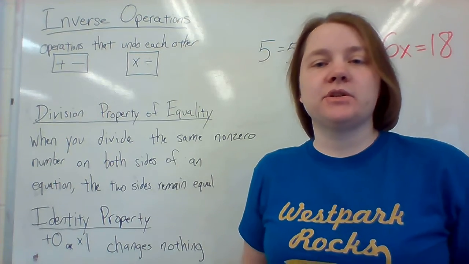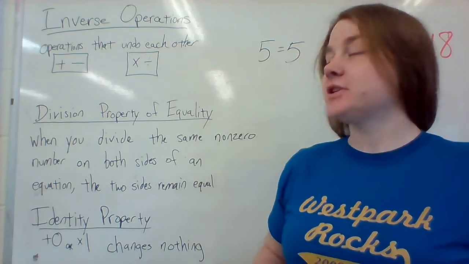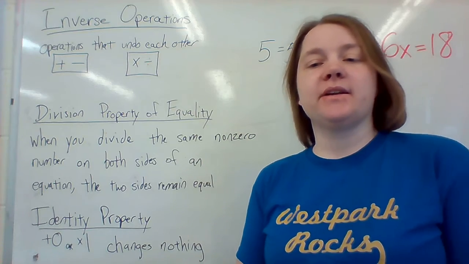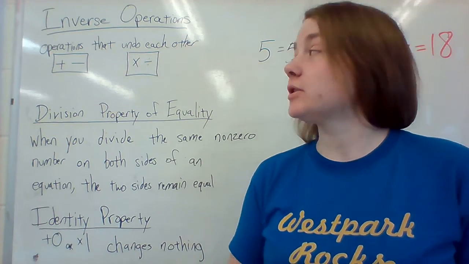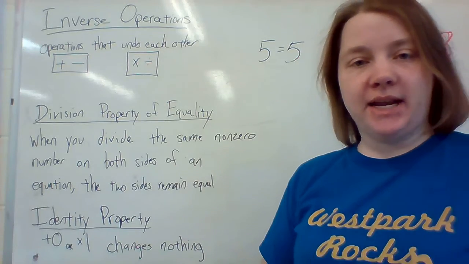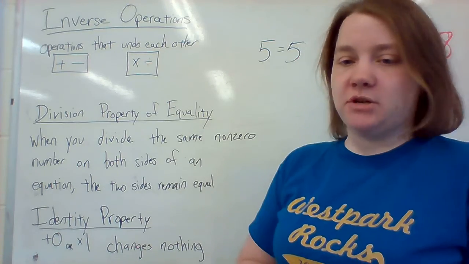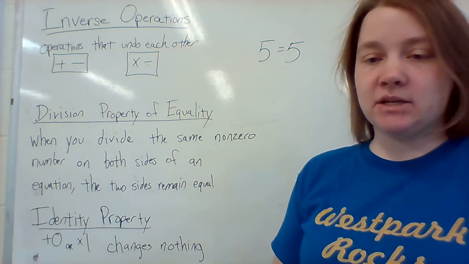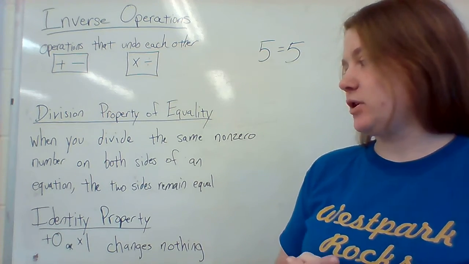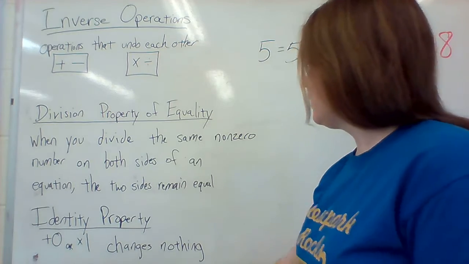This video is going to talk about multiplication equations. Again, we're going to review that addition and subtraction are inverse operations, or operations that undo each other, and so are multiplication and division. The division property of equality says that when you divide the same non-zero number on both sides of an equation, the two sides remain equal.